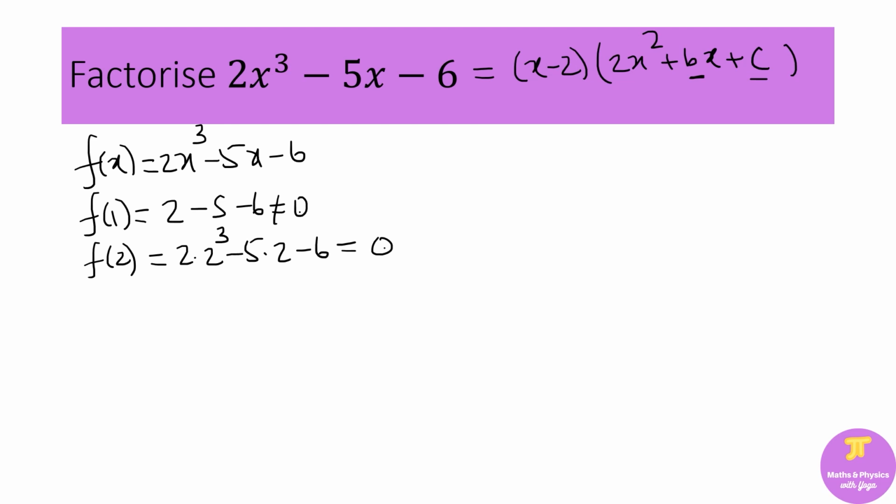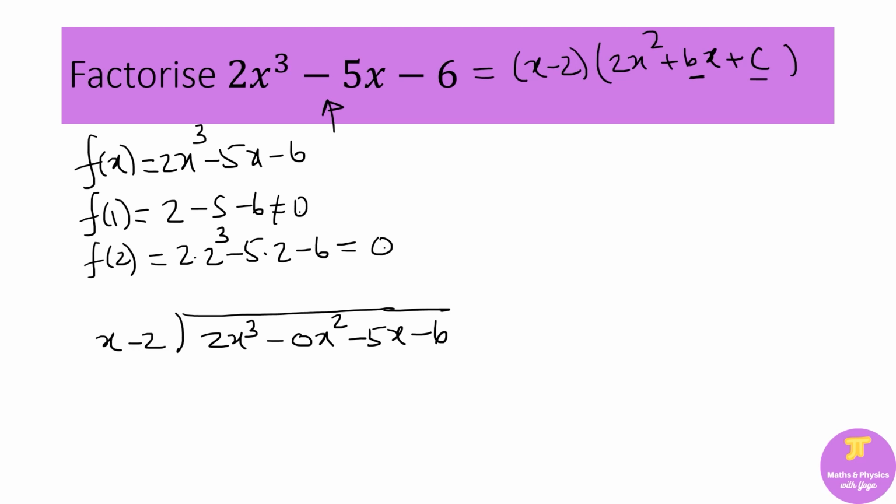So literally what we are going to do is divide this 2x cubed minus 5x minus 6. I'm going to write 0x squared, because this equation does not have an x squared term. So I just put 0x squared, and we are going to divide by x minus 2.